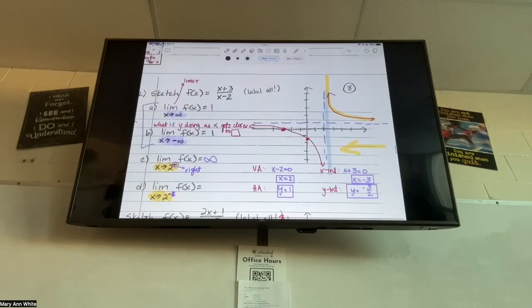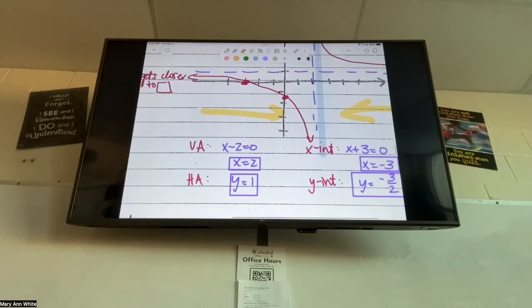Okay. Now, similar idea, we're going to approach it from the left side. We came from the right side, now we're going to come from the left side and see what happens. What's my y doing, what's my graph doing as we get closer and closer to 2 from the left-hand side? Negative infinity. We're going to negative infinity this time. Are we okay with that?